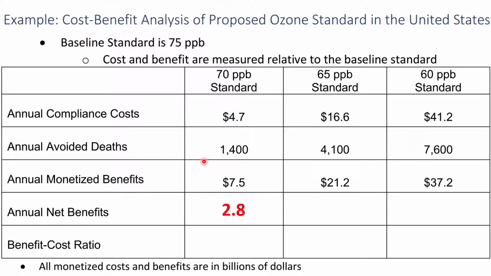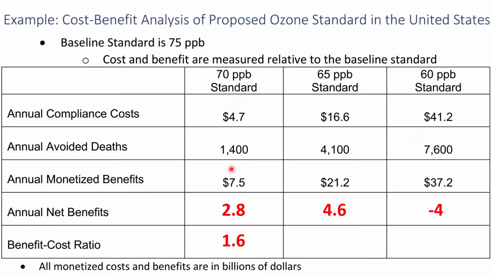Now, to calculate annual net benefit, you simply take the total benefit minus the total cost. You can do that for the other two options, and this is primarily where we make our decision, choosing which policy to go with. From this, we can see that choosing the 65 parts per billion standard will give us the highest net benefit.